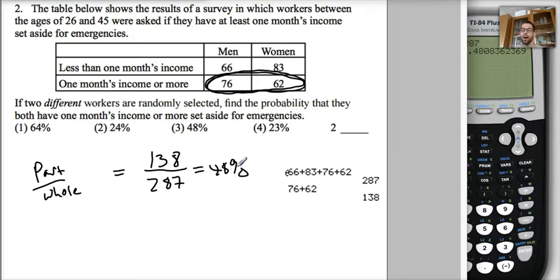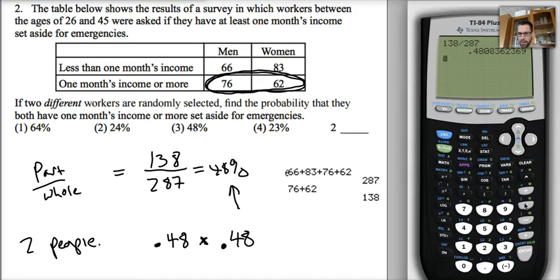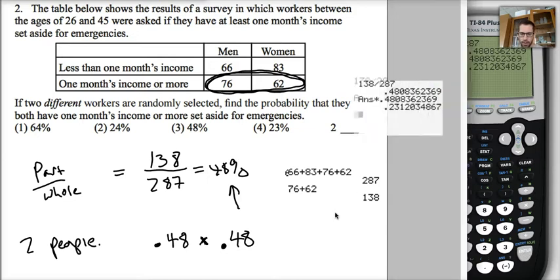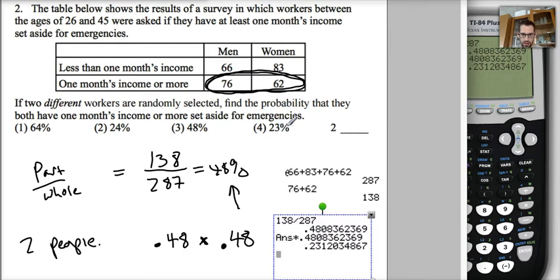But now I have to be really careful. So this 48% represents the probability that one person has that set aside. So to find 2 different people, I need to take the probability that one person has it set aside, so I'll say 0.48, and I need to multiply that because I need to find one person and another person by 0.48. So when I take that and multiply it by itself, I get 0.23. So there we have it. This is going to be the probability that they both have 1 month's income or more set aside for emergencies. So 0.48 times 0.48 equals about 0.23.